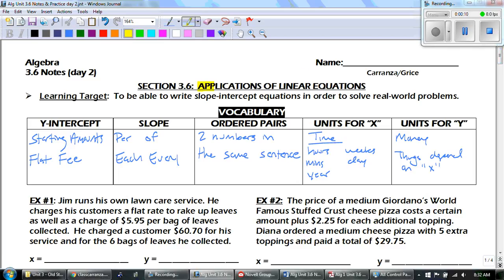Today we're continuing our discussion on applications of linear equations. Our learning target today is to be able to write slope-intercept equations in order to solve real-world problems.